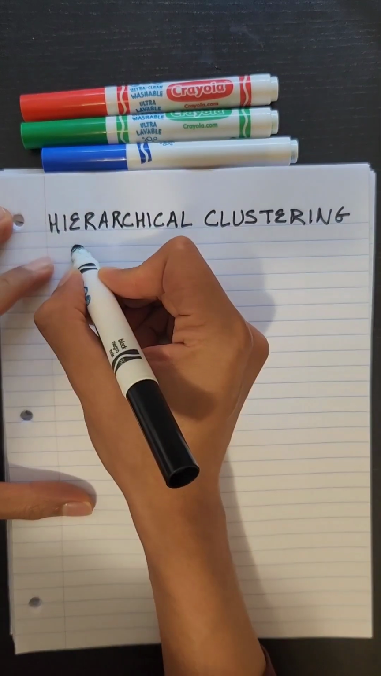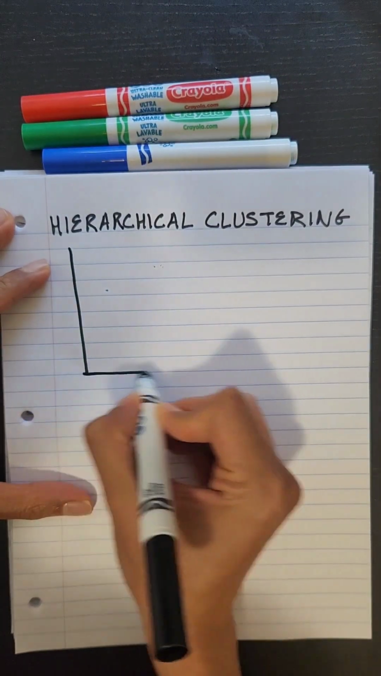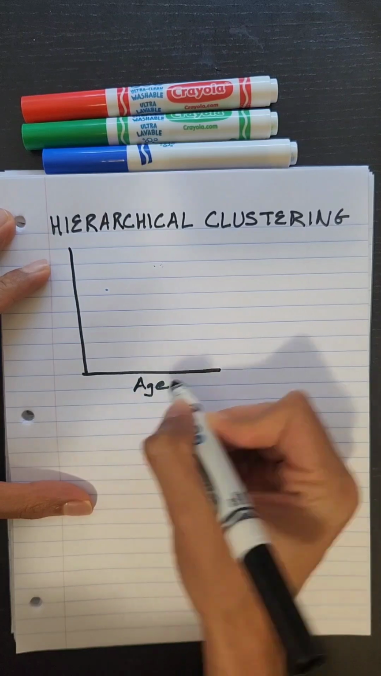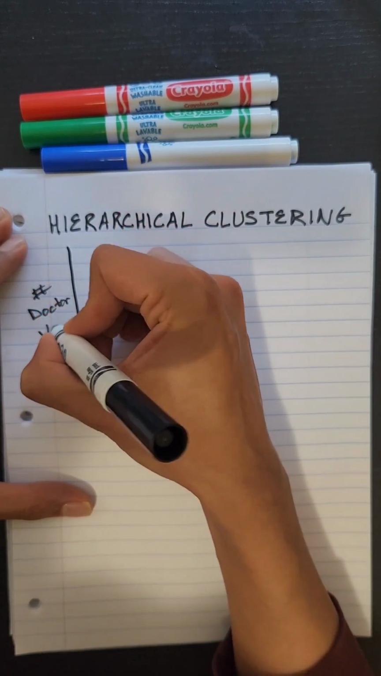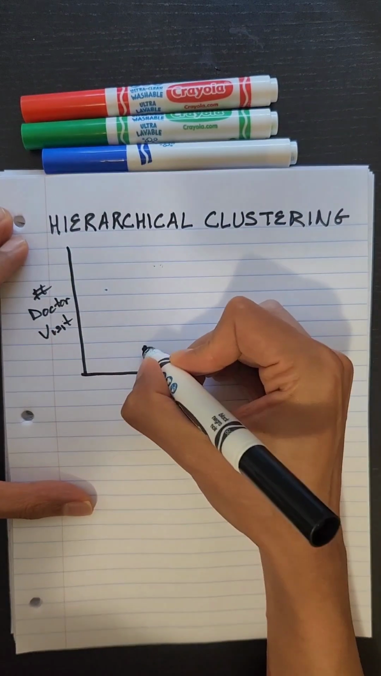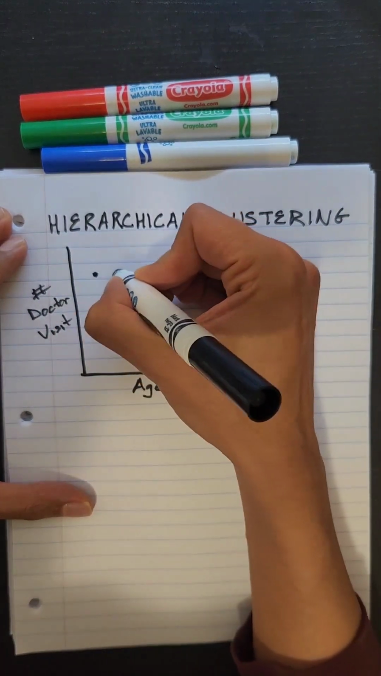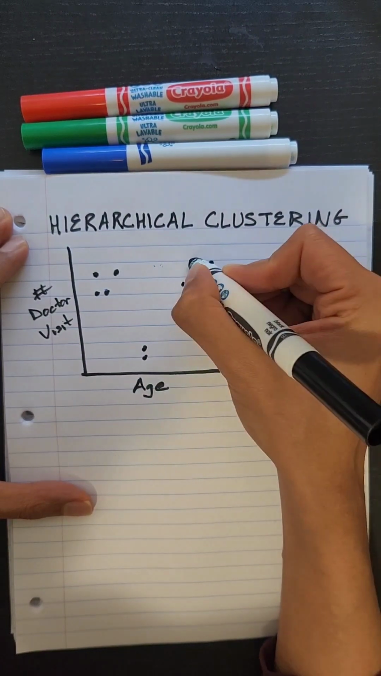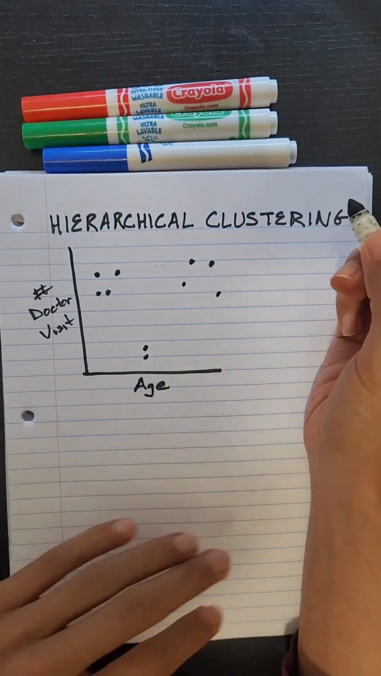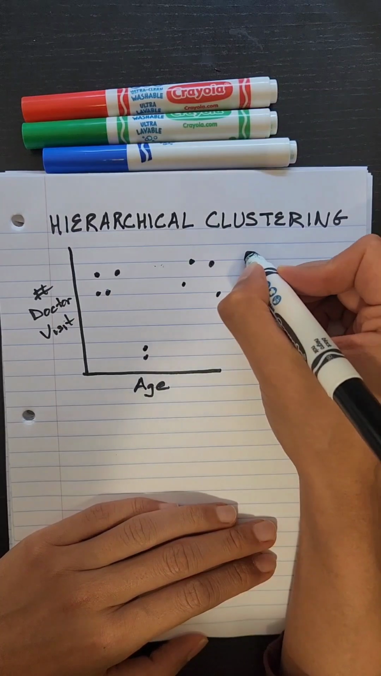Hierarchical clustering. Let's imagine we're trying to create clusters based on, say, age and number of doctor visits. And then let's say our data looks something like this. So how does hierarchical clustering work?